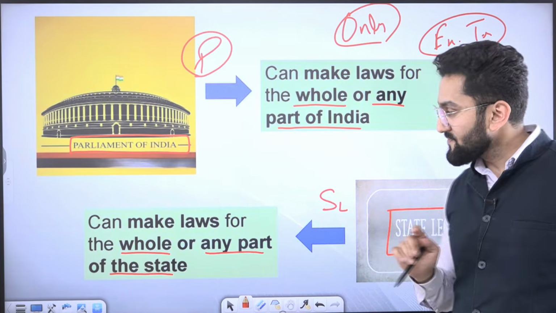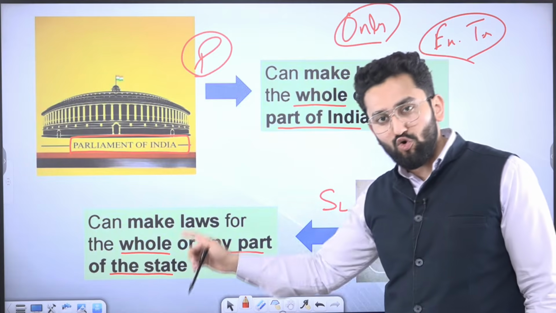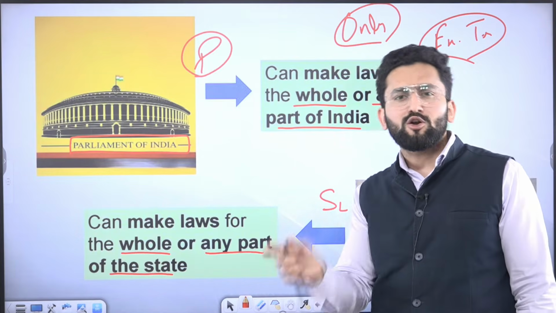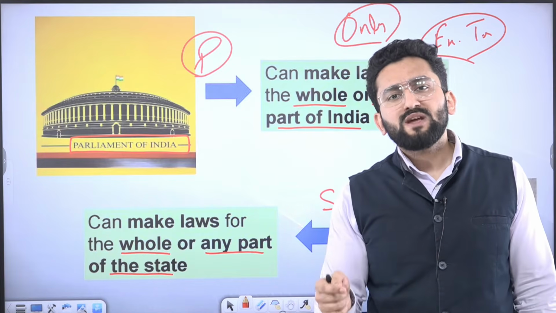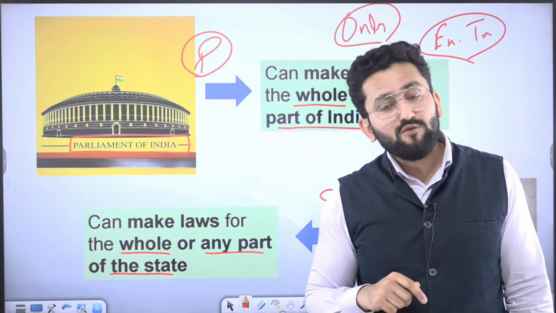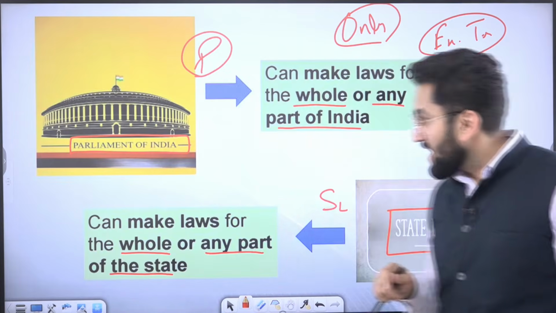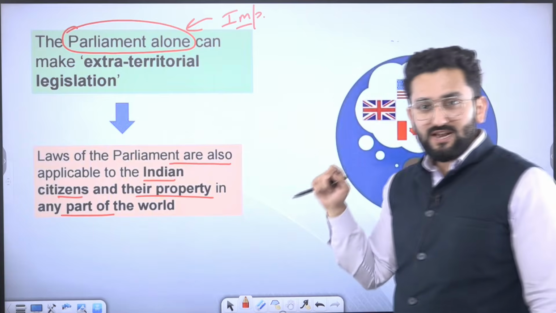Clear? When it comes to state legislature, it can make law for whole of state as well as for part of state. For example, Madhya Pradesh legislature may make a law which is going to be applied for only 2 districts. If conditions are such, they can apply this law for 2 districts. Okay? Parliament alone has this power, extra territorial.